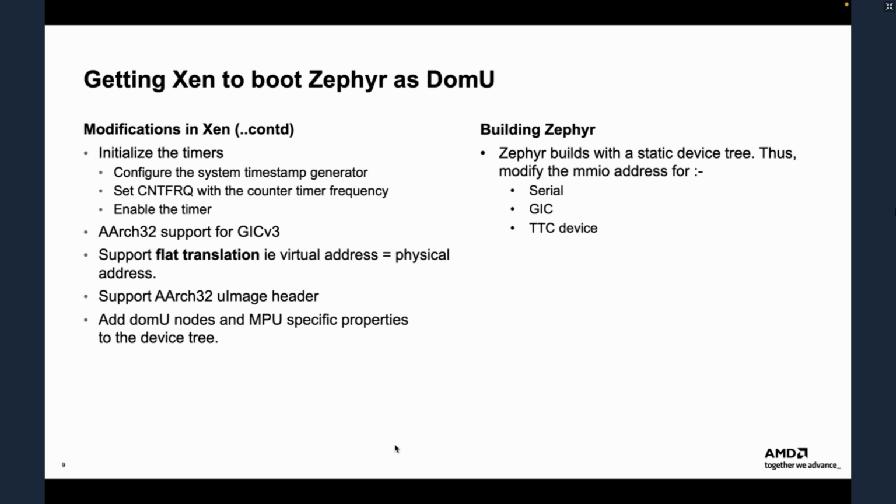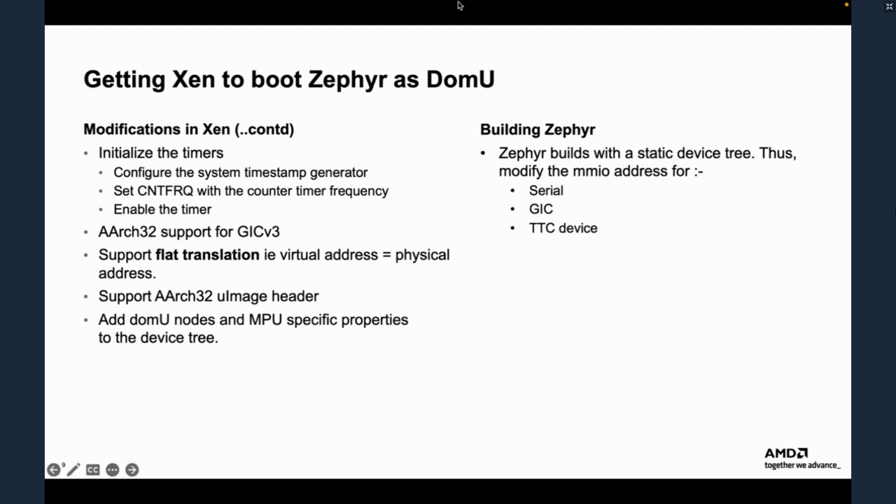And then the next thing that was required was we had to initialize the timers, because here our Xen is running without any underlying firmware. So it is running directly on top of the hardware. So we had to initialize the system timestamp generator. We had to configure the CNT timer, the counter frequency timer, and we had to enable the timers. Normally, these are done by the underlying firmware, like some kind of a secure firmware which runs before the system is handed over to the hypervisor. But in this case, the Xen had to take the responsibility for that.